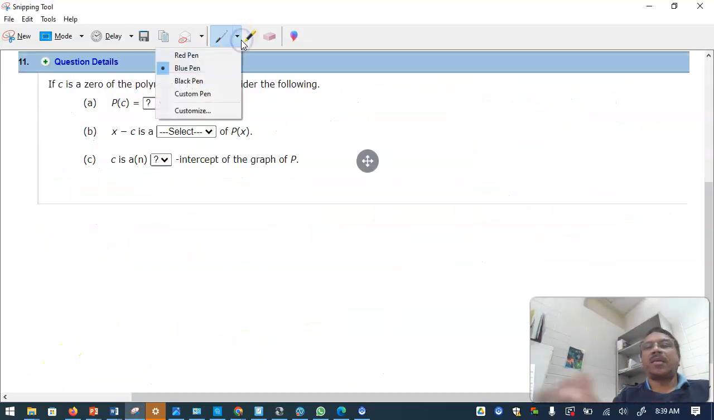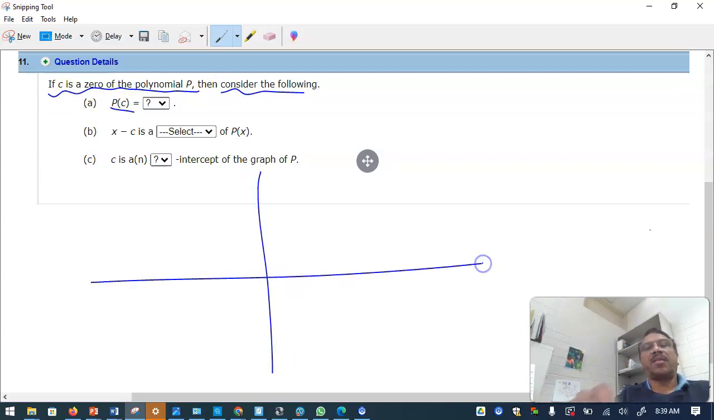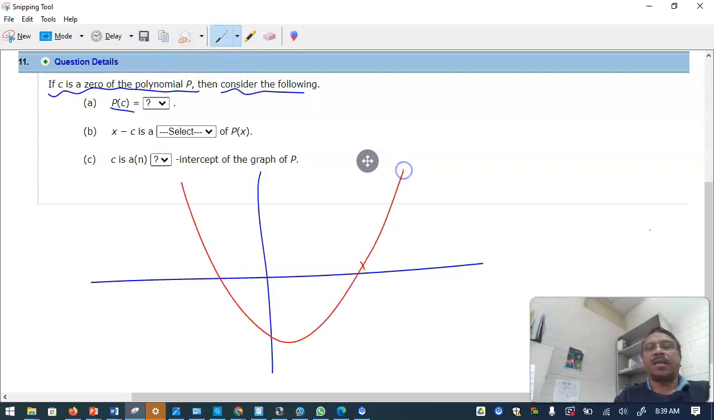In this question, there are a few things to be noted. If c is a zero of a polynomial, then what is P(c)? I just want to check with the help of a graph. This is a parabola, and let's call this polynomial P(x), though we don't know it. The way I have drawn it is like a quadratic, but it has a zero, so it says c is a zero. Let's imagine plus 2 is a zero.